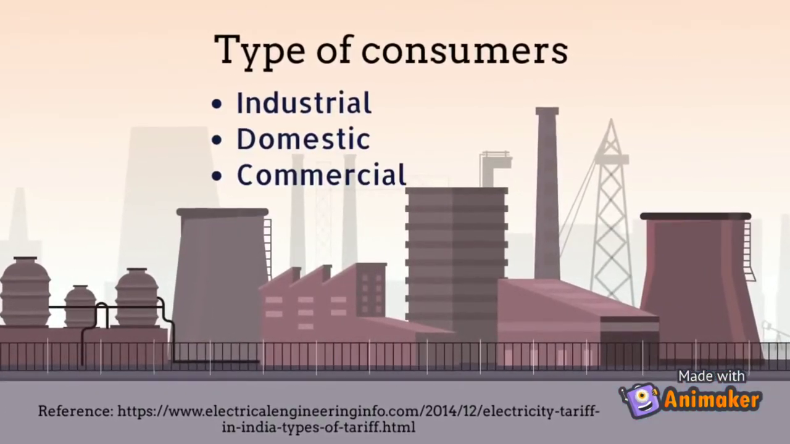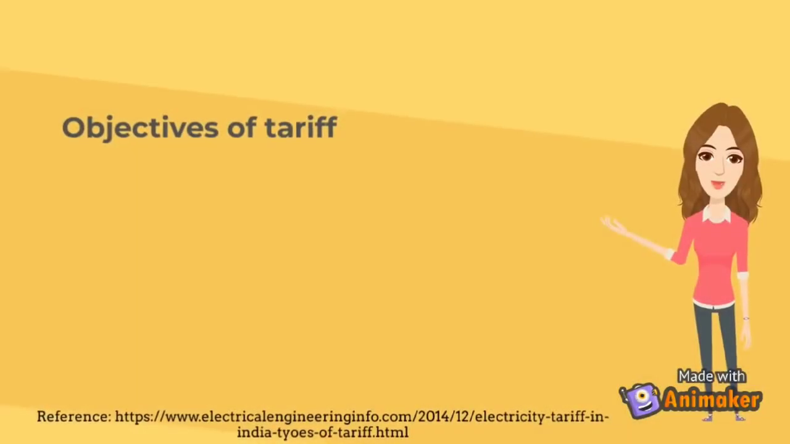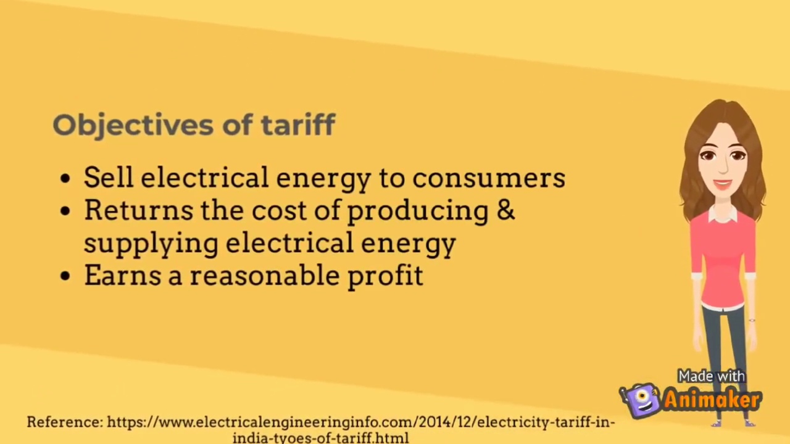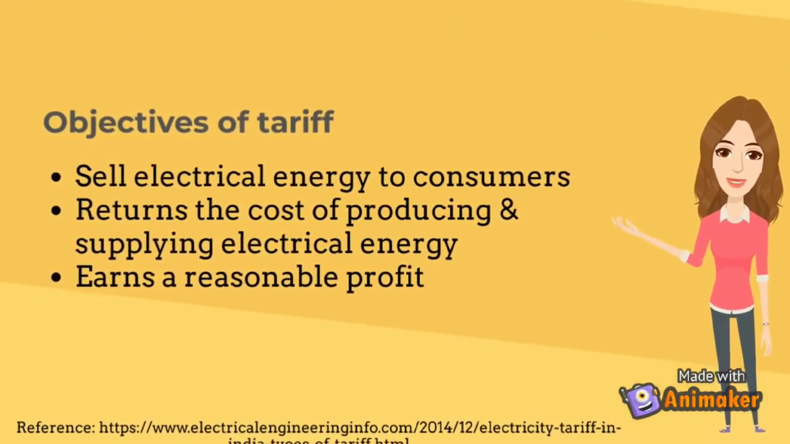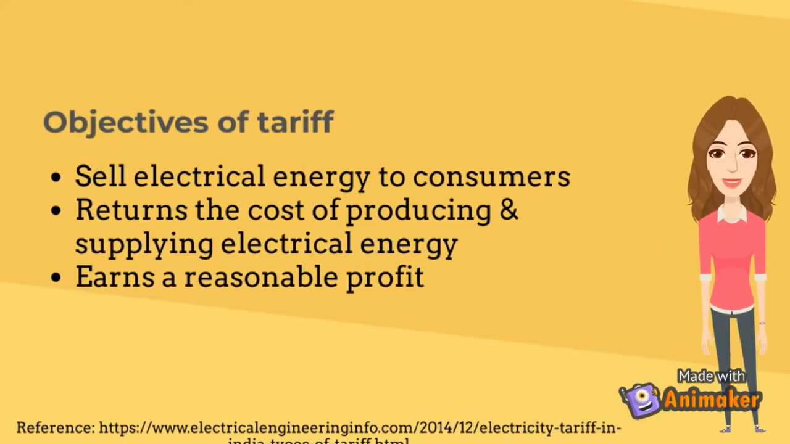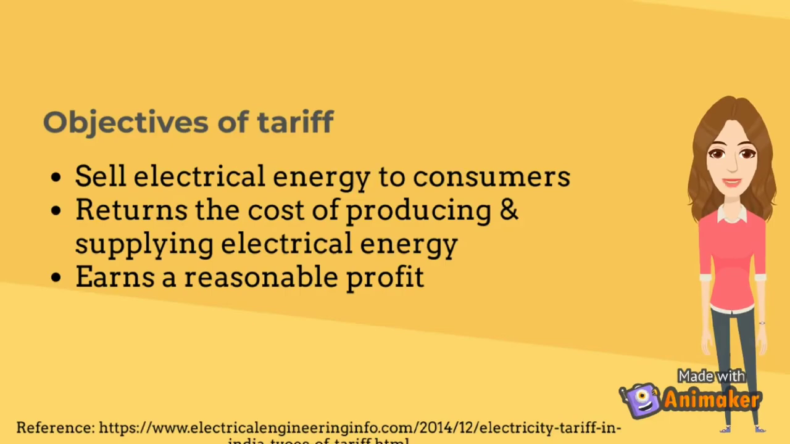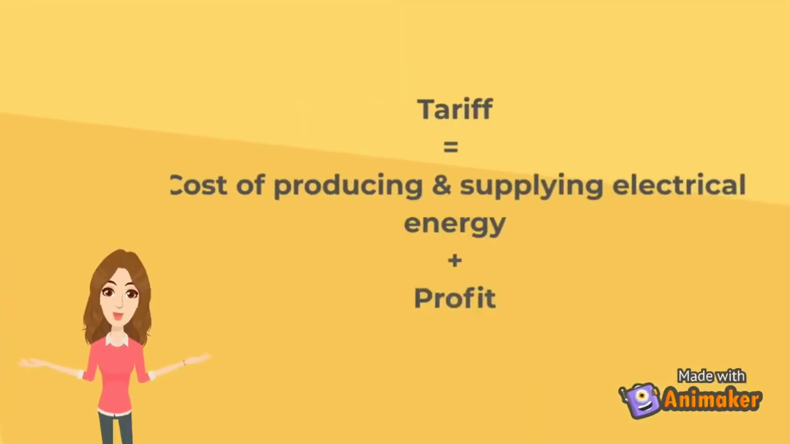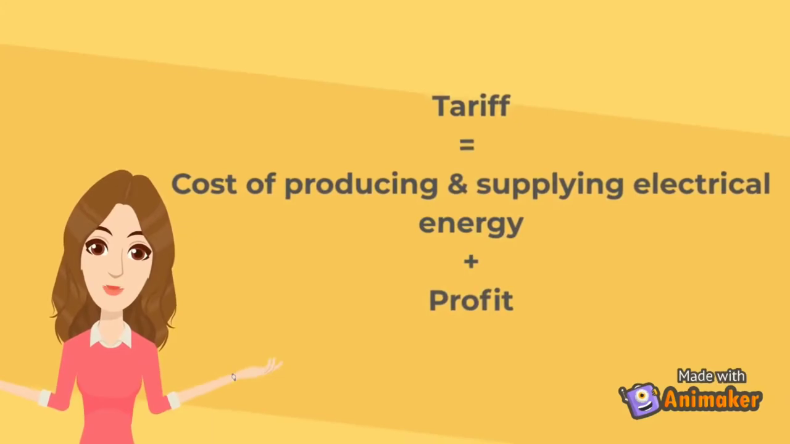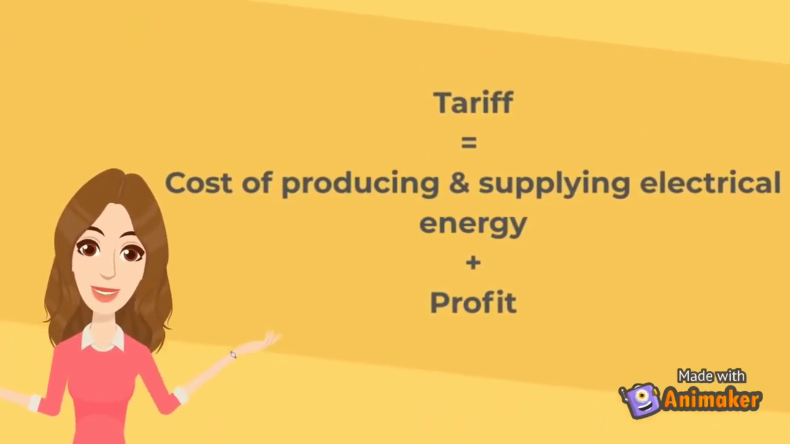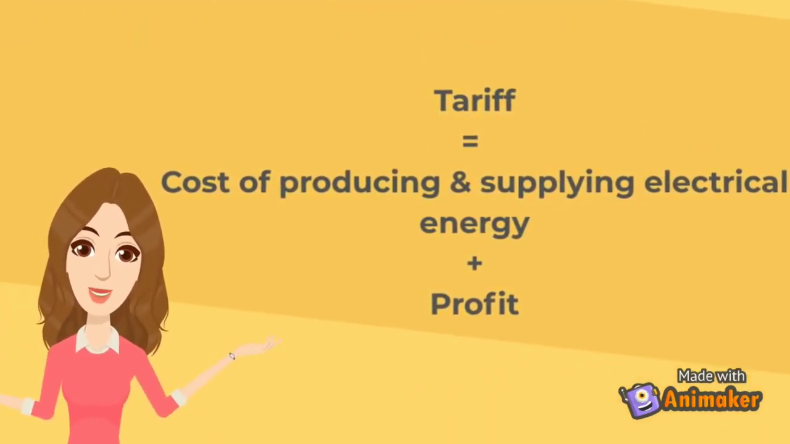There are three main types of electrical energy consumers, consisting of industrial, domestic, and commercial. The objectives of tariff are to sell electrical energy to consumers, return the cost of producing and supplying electrical energy, and earn a reasonable profit. To conclude, tariff is equal to the sum of the cost of producing and supplying electrical energy and profit.